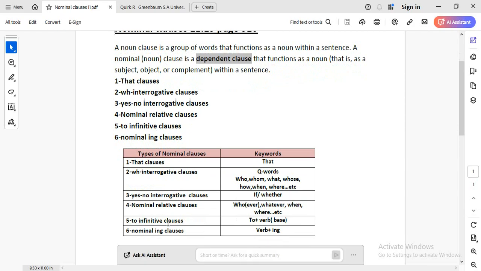And we have also, five, infinitive clauses: to plus the verb in the base form without any additions. And the sixth, the last type, nominal ing clauses: the verb plus ing. We will see the examples according to the book.